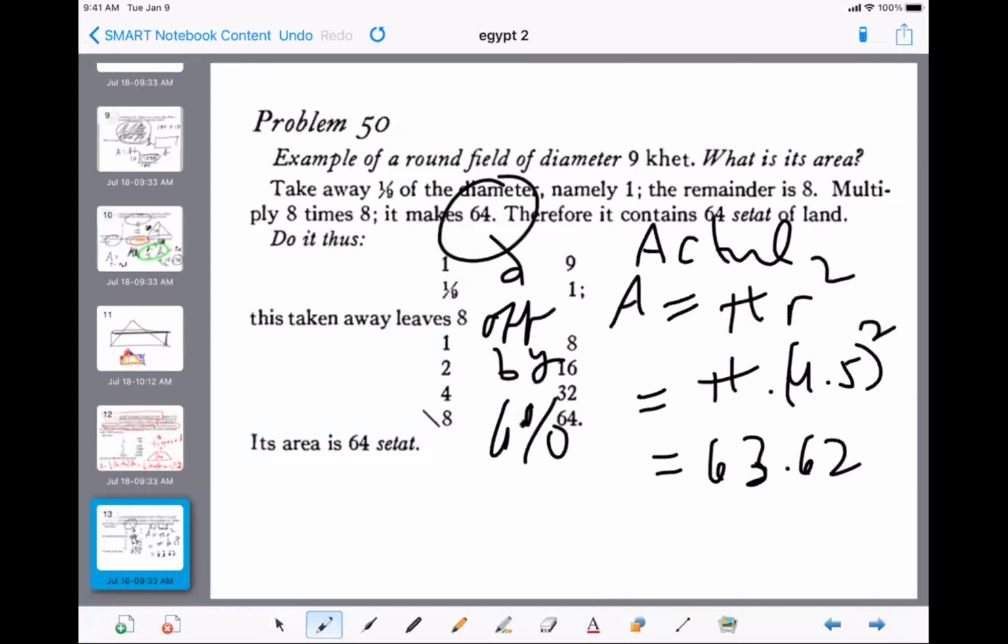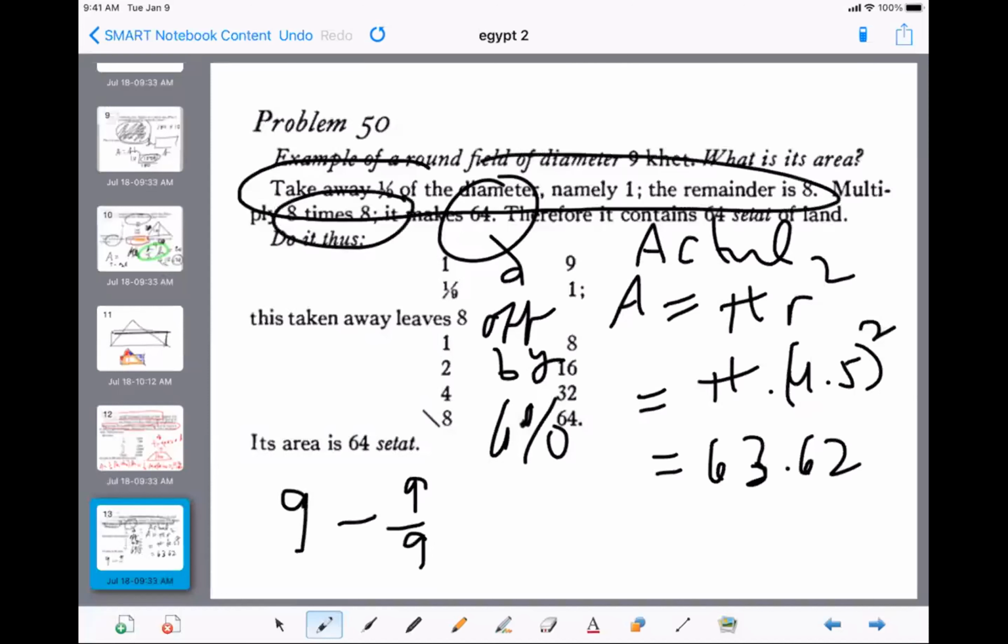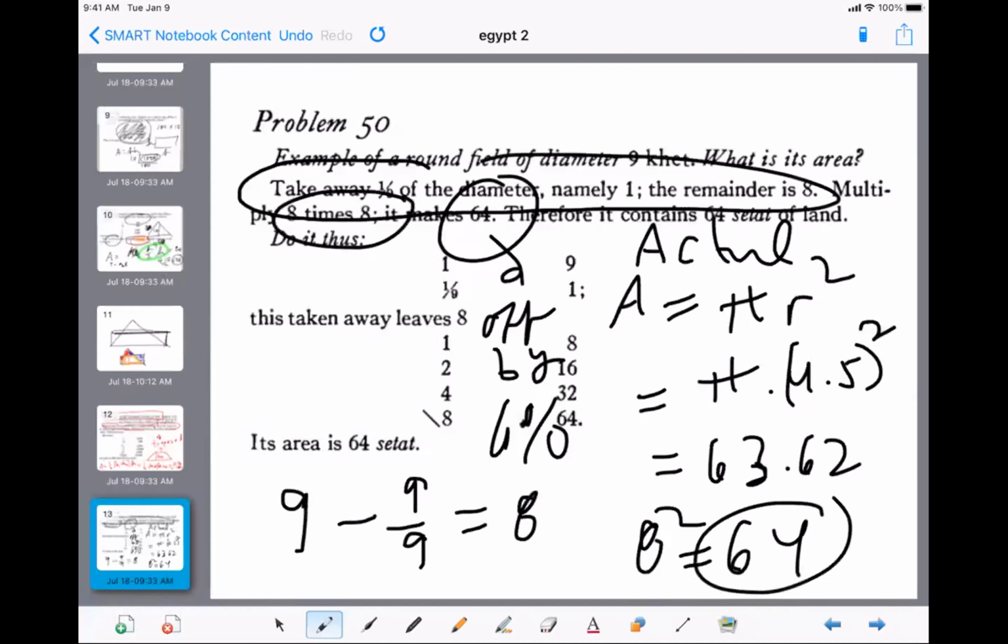So what was their algorithm? Well, their algorithm says take away 1/9 of the diameter and multiply 8 times 8. So what they said was 9 minus 9/9 equals 8, and then they squared 8. So their formula is (d minus d/9) squared.